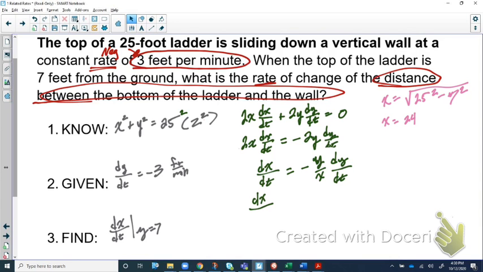So dx/dt is going to be equal to, what do we have? Negative, and I'm going to substitute the y value, which is 7, the x value, which is 24, and dy/dt is negative 3. There we go. So the 3 and the 24 simplify to be an 8, and negative times negative is going to be positive. So that means dx/dt is going to be equal to a positive 7/8. And because we have our unit, we need to include it in our answer, feet per minute.